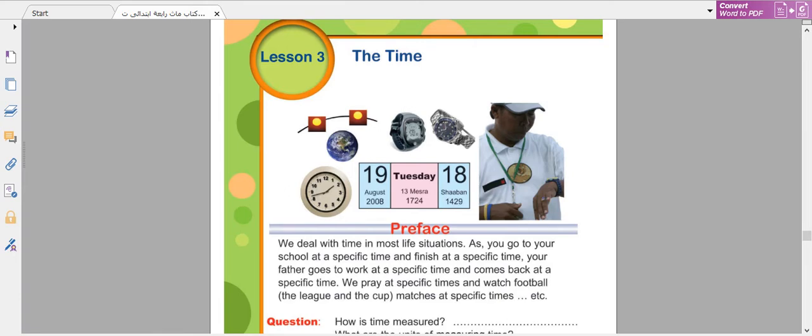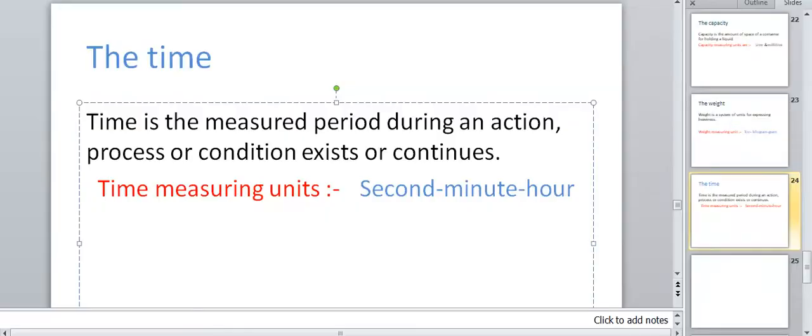Hope you are fine. Today is the last lesson in Unit 3 of measurements, the lesson called time. We took time last year and we will complete this topic. But let's start with knowing the meaning of time. Time is the measured period during which an action, process, or condition exists or continues.